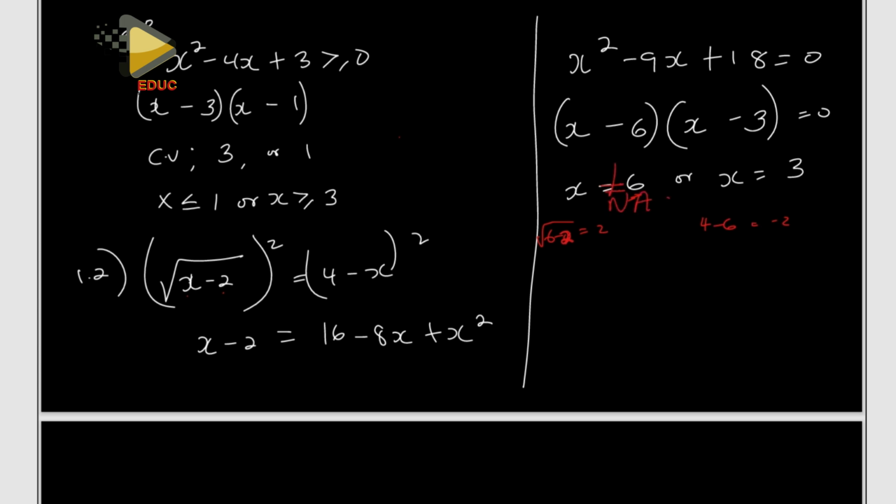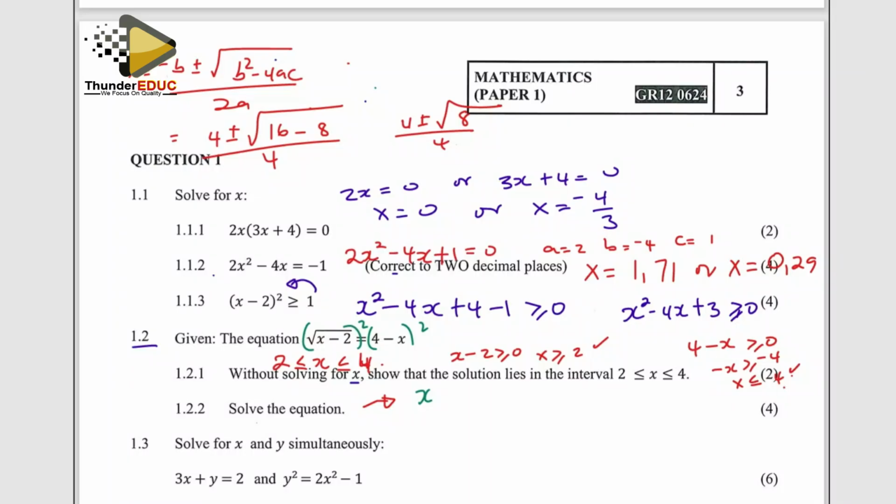Okay, let's try with a 3. So 3 minus 2 is a 1, square root of 1 is 1. And then on the right hand side, 4 minus 3 is a 1. So this stands as the only solution there.